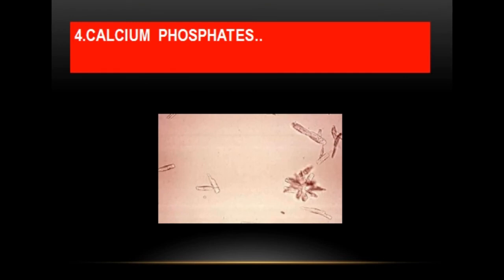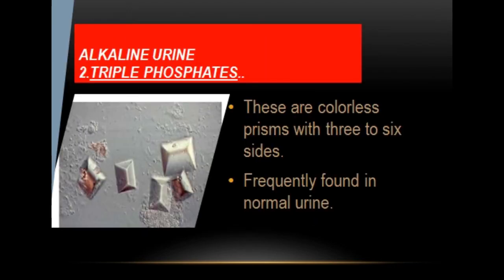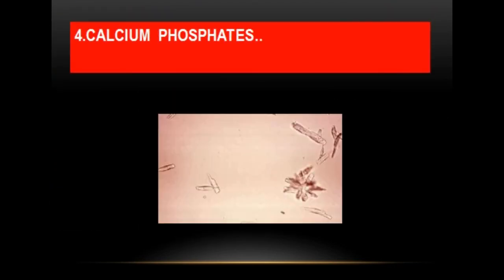Then we have amorphous phosphate. Again, amorphous phosphate has no clinical significance, and they are present in granular form. Then we have calcium phosphate. Again, they have no clinical significance, but they appear in the urine, and you will visualize them. So we are here to tell you that they are normally present. This is all about the urine microscopy.